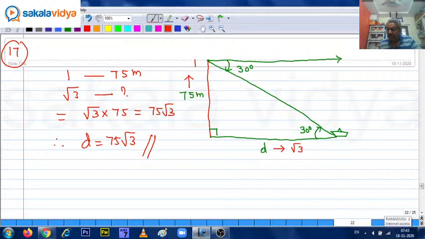Sai Rakesh, check your answer, it might be wrong. Pavitra, you check your answer. All of you check your answers.